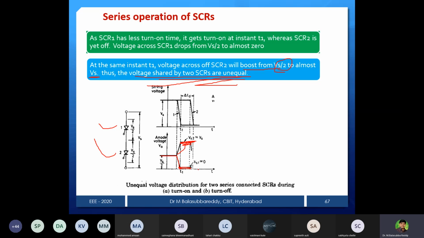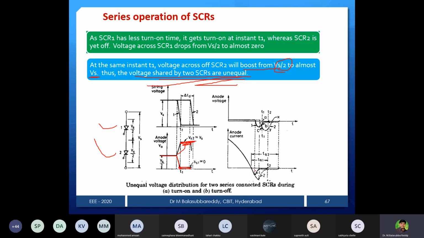Another problem you can also see is with turn off time. This was the turn on process. There is unequal voltage sharing that takes place according to this diagram. Another problem you can notice is in the reverse recovery characteristics. We can see the SCR turn off time, this is the on time. Now I am saying the turn off time of SCR1 is less compared to SCR2. You can see TQ1 and TQ2.